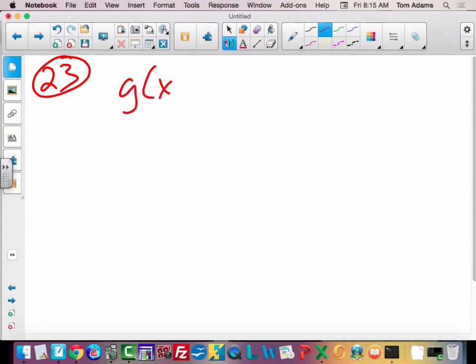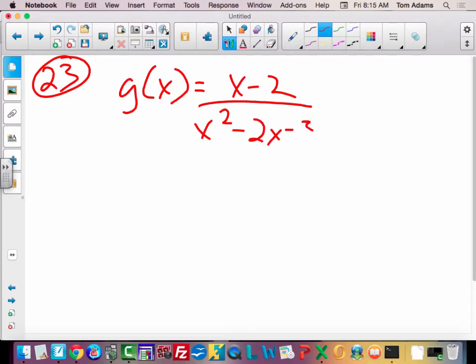g of x is equal to x minus 2 all over x squared minus 2x minus 3. And here we're just asked to find the asymptotes and the intercepts of the function and to graph the function. Now when they say intercepts, they're talking about the zeros of the function.